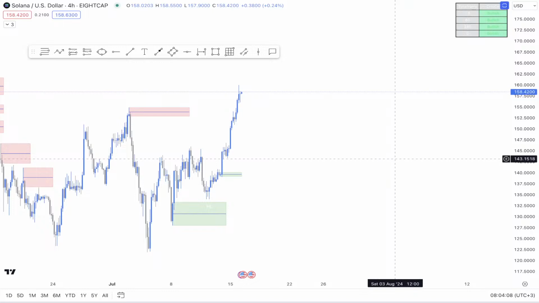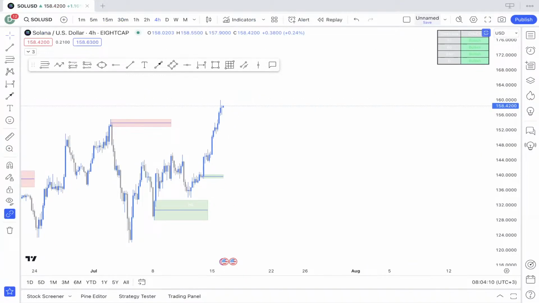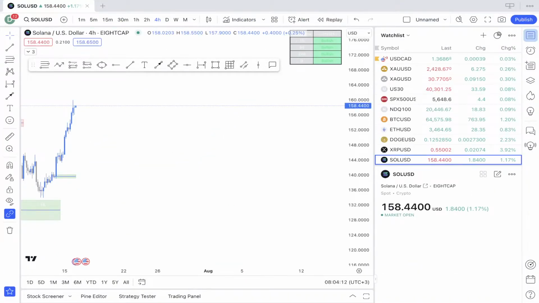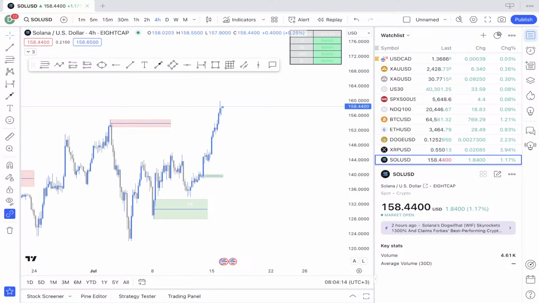Okay, and yeah, on that note we'll end today's crypto as well as the overall daily analysis right here.